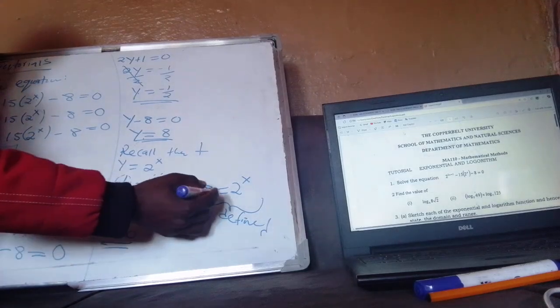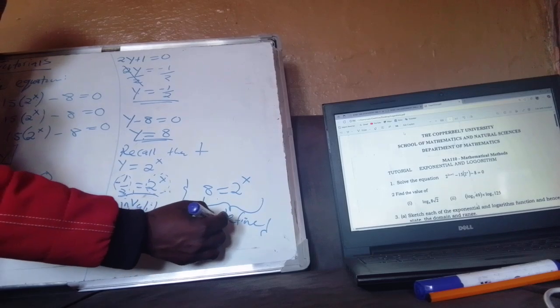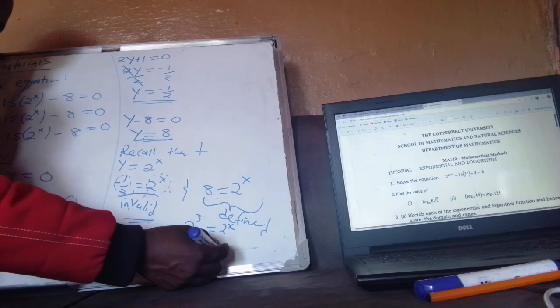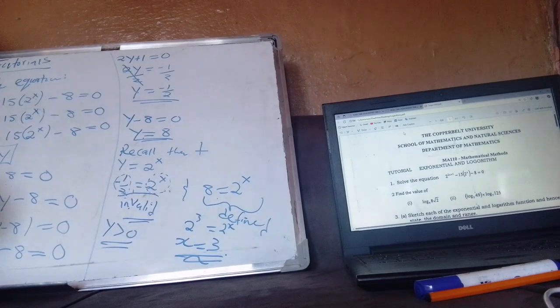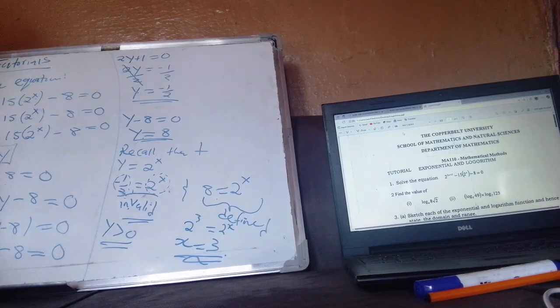So therefore, if we break down, this can be written as 2 power 3 to be equal to 2 power x, implying that the value of x is going to be equal to 3. As simple as that. So we have solved the first equation of our tutorial sheet. So basically we are still all using just the properties, the rules and everything. Let's go to the second one.